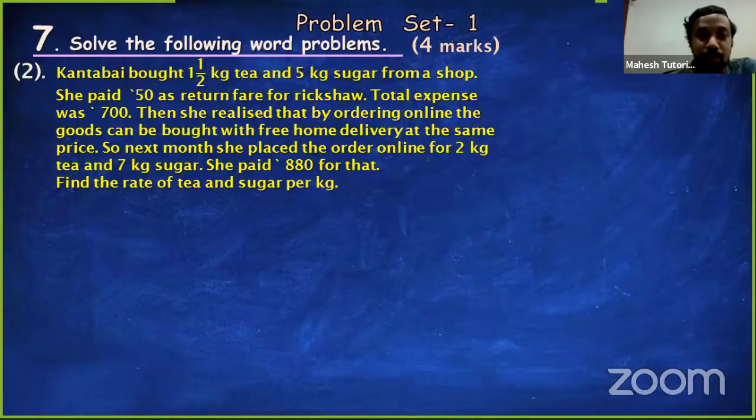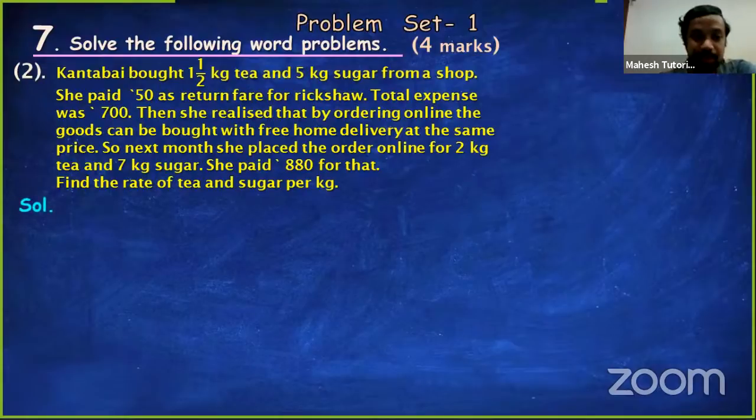Kantabai bought 1.5 kg tea and 5 kg sugar from a shop. She paid rupees 50 as return fare for rickshaw. Total expense was rupees 700. Then she realized that by ordering online, the goods can be bought with free home delivery at the same price. So next month, she placed the order online for 2 kg tea and 7 kg sugar. She paid rupees 880 for that. Find the rate of tea and sugar per kg.